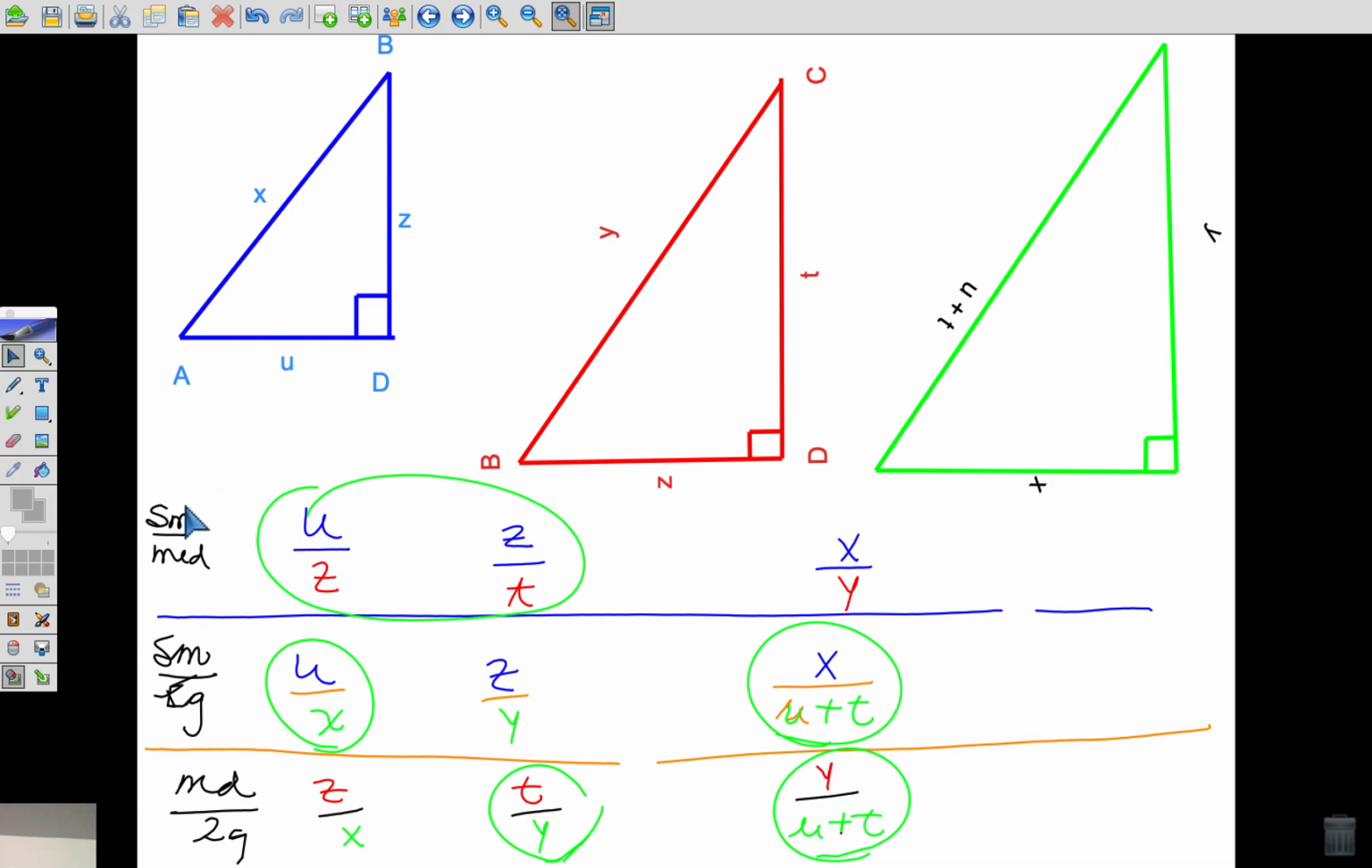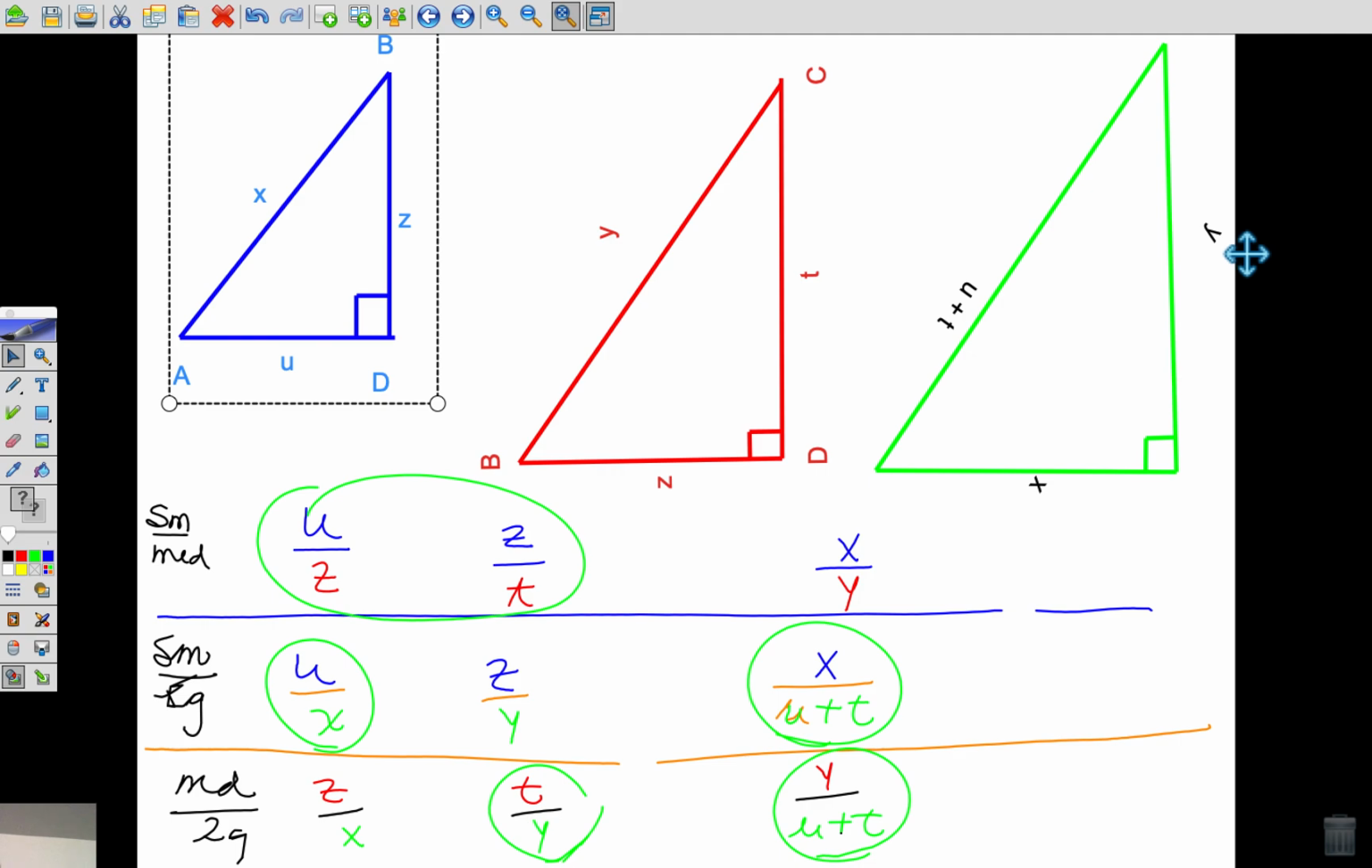If we compared the small to the medium, blue to red, we would have the ratios of u is to z. And if we looked at the side z, it would be z is to t. And if we had x, it would be x is to y. Okay? That's comparing the small to medium.